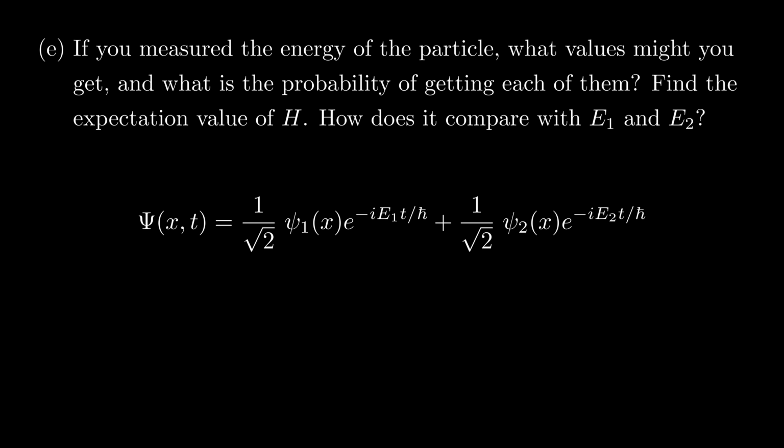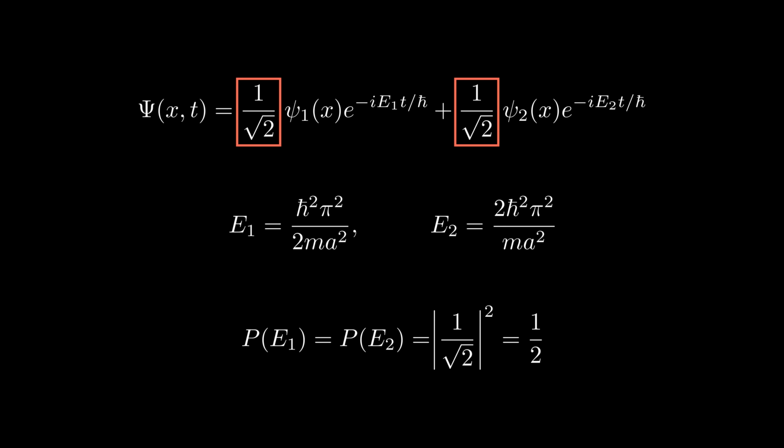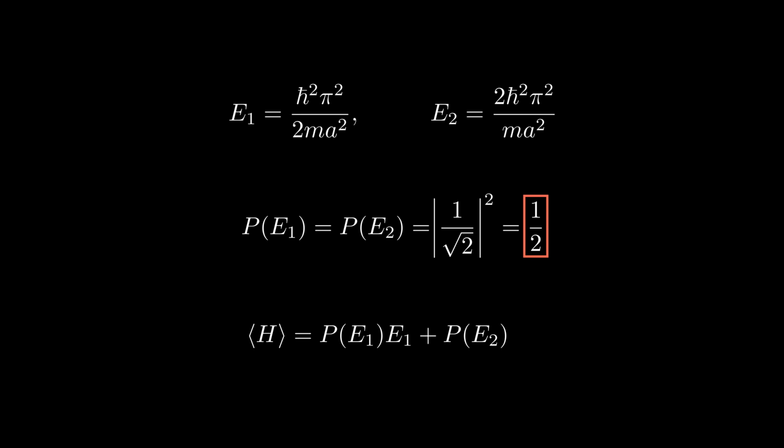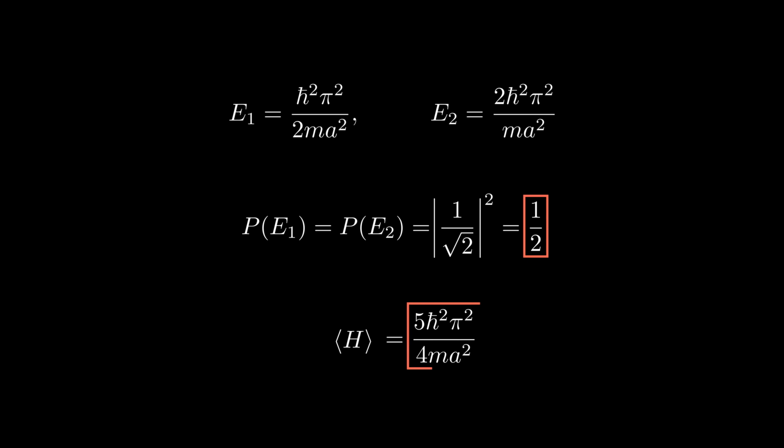Here, E1 and E2 are the energy levels of the first two stationary states. Since the coefficients in front of both terms are identical, we can conclude that the probability of measuring either of these energy levels is the same, which is 1/2 for each. Now, to calculate the expectation value of the Hamiltonian, we use the following formula. Substituting the probabilities and energy levels, we get the result for the expectation value of the Hamiltonian. And with that, we've completed all parts of problem 2.5.